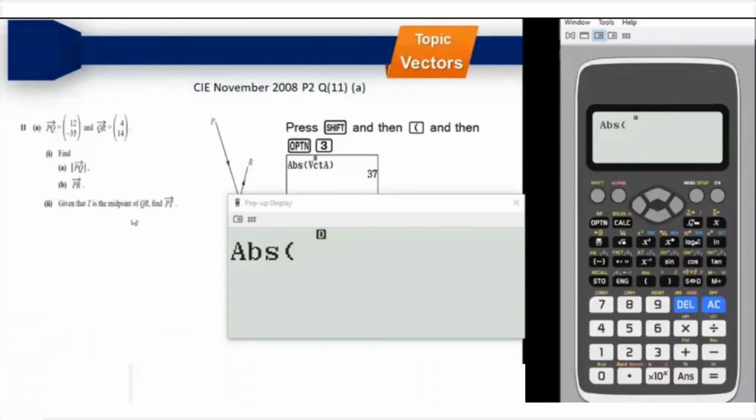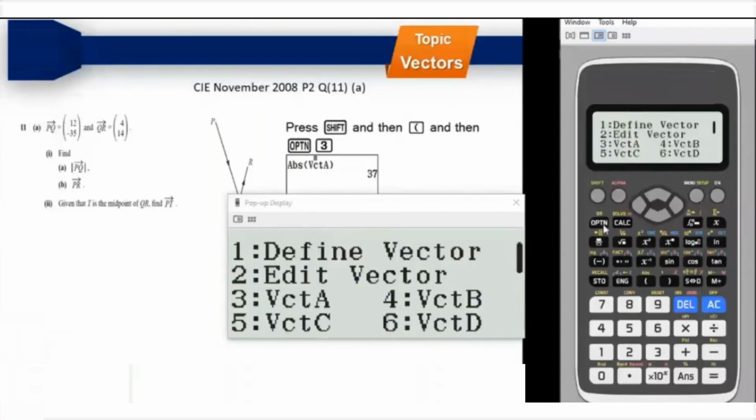I press shift, I press bracket. The calculator is saying absolute value of what? I need to find absolute value of vector A. So I will use option. When I press option, the calculator is asking me, do I need to define vector? No, I have already done that. Do I need to edit vector?